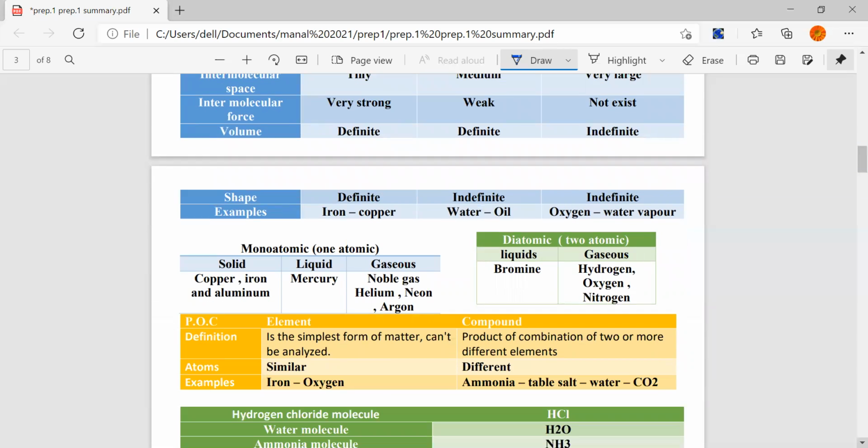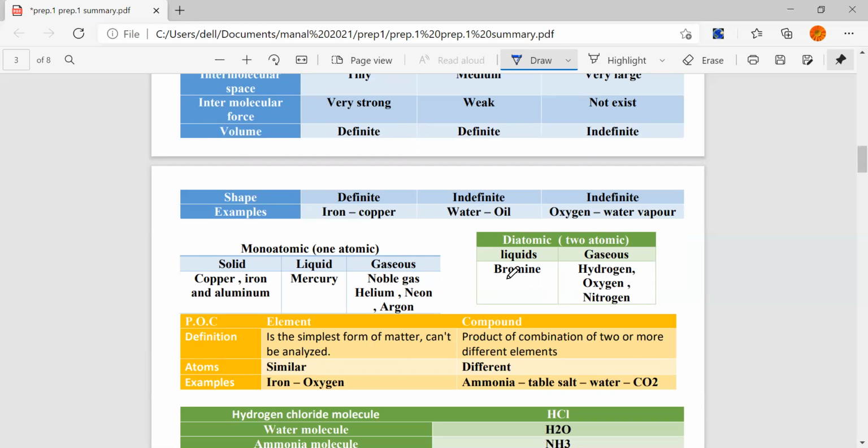We know that molecules consist of other particles which are called atoms. The molecules may be monoatomic, with molecules consisting of one atom, or diatomic, with molecules consisting of two atoms. Remember together, monoatomic solids have molecules that consist of one atom, as copper, iron, and aluminium. The only liquid whose molecules consist of one atom is mercury. Gases such as noble gases have molecules that consist of one atom, as helium, neon, argon.